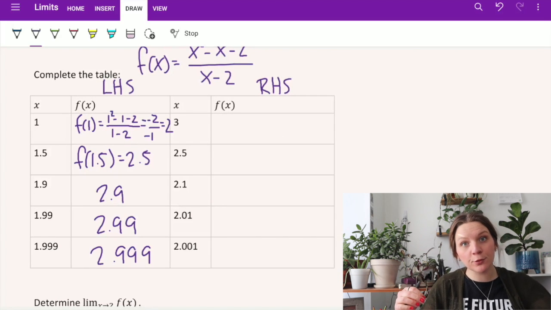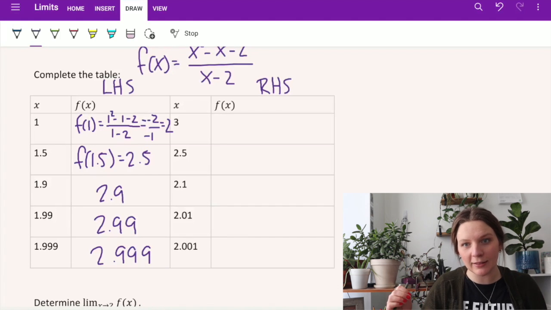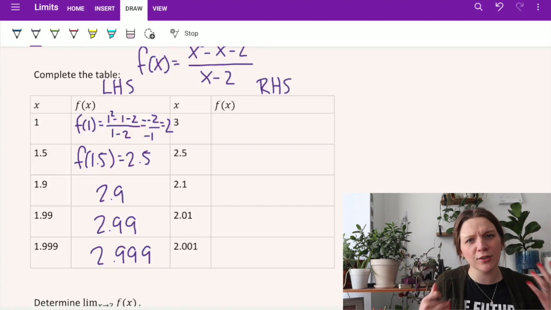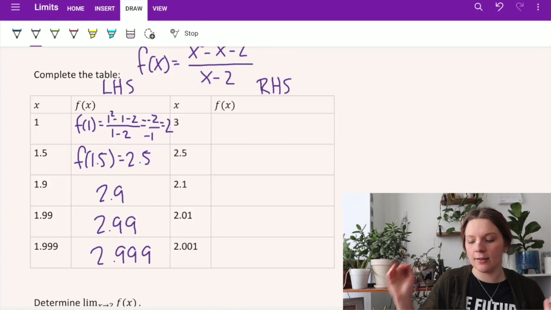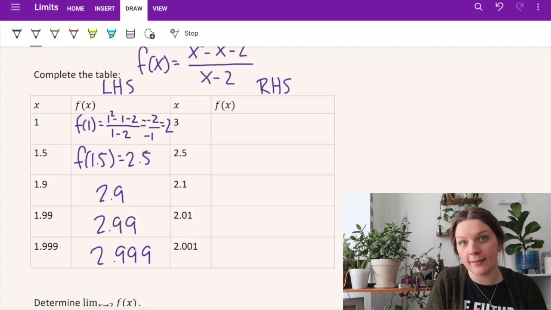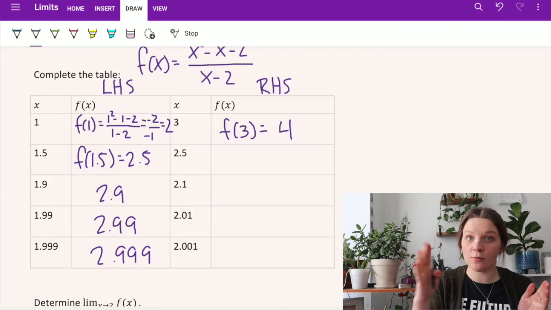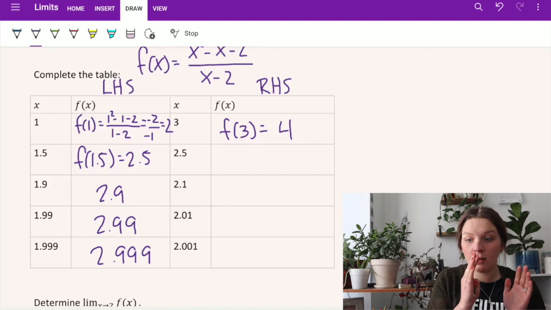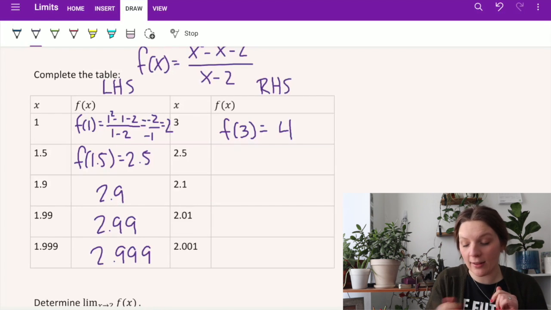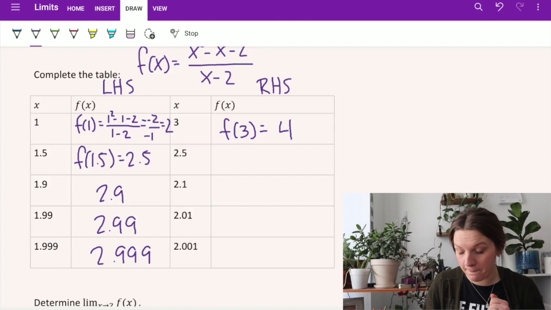And as I approach x equals 2 from the left, I see that the y values that are coming out of my function are getting closer and closer to 3. Let's see what happens if we go from the right-hand side. We get the same value. If I plug in 3, f of 3 gives me 4. Coming in from the right-hand side, I'll choose a value smaller than 3 for my x value, so say 2.5.